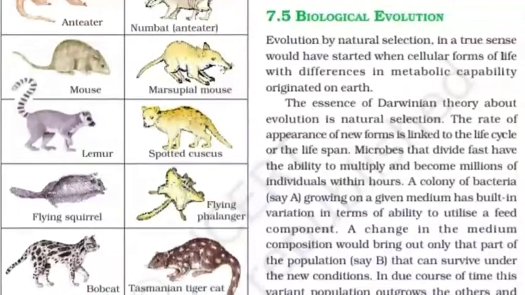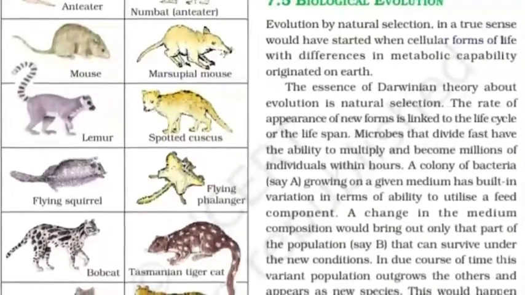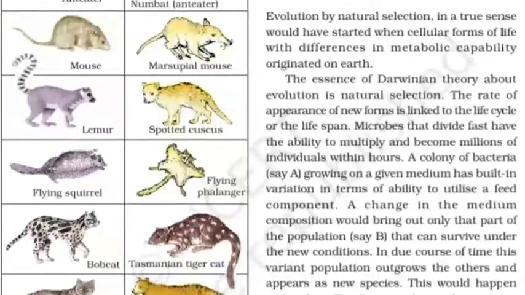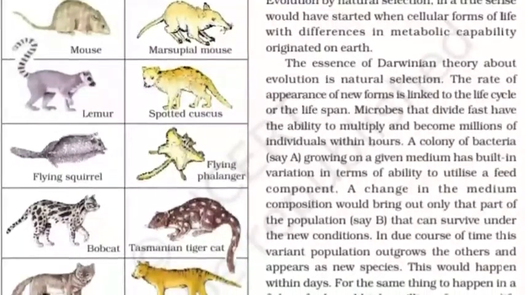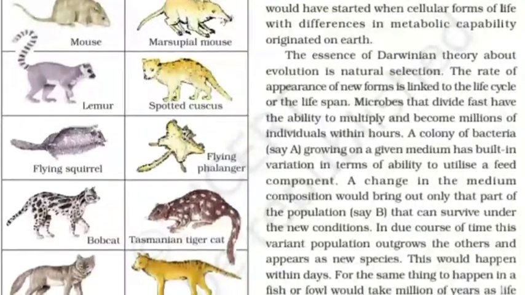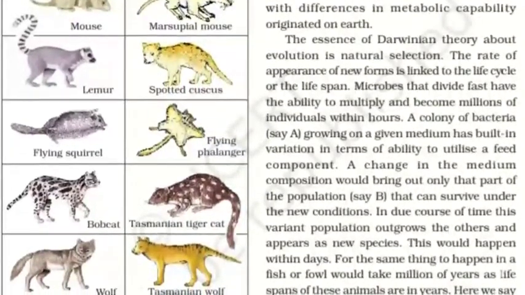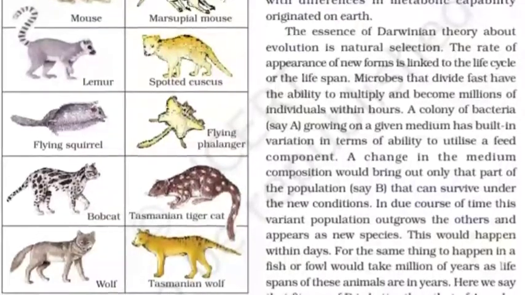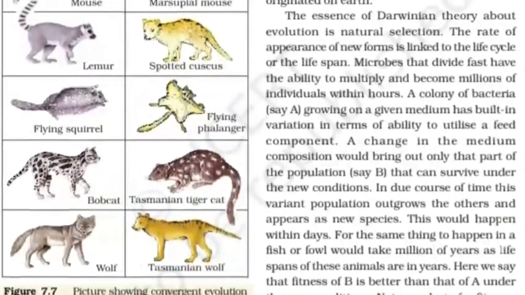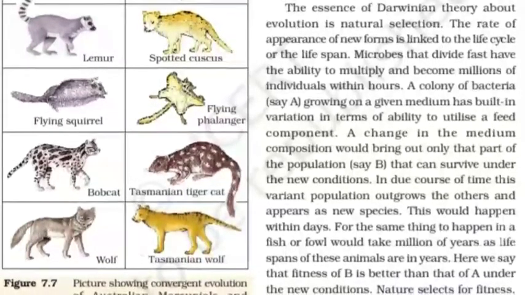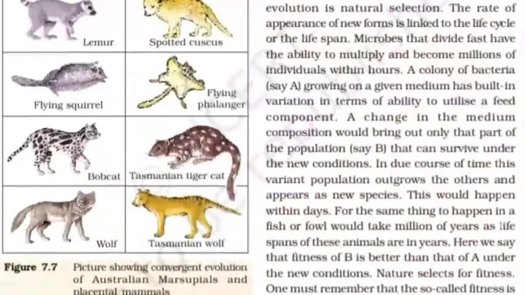A colony of bacteria, say, growing on a given medium has built-in variation in terms of ability to utilize the feed component. A change in the medium composition would bring out only that part of the population, say B, that can survive under the new condition. In due course of time, this variant population outgrows the other and appears as a new species. This would happen within days. For the same thing to happen in a fish or fowl would take millions of years, as the lifespan of the animals is in years.